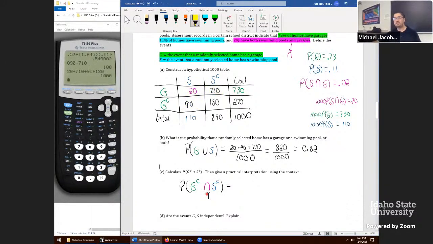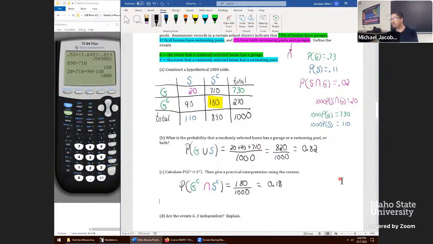So now, because of the intersection symbol, we'll go to G complement and go to S complement. We have to be in both cells at once. The intersection is right here. Does that make sense to folks on finding that value? Okay, if we're happy with that, then we're pretty much done with this portion of the question. Take 180, divide by the table total of 1,000, and this turns into a 0.18.